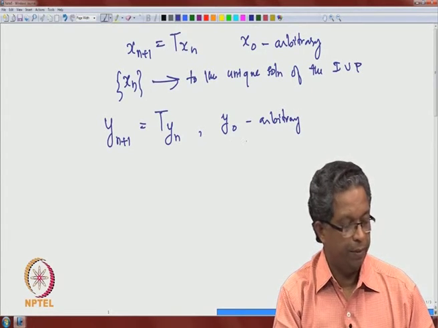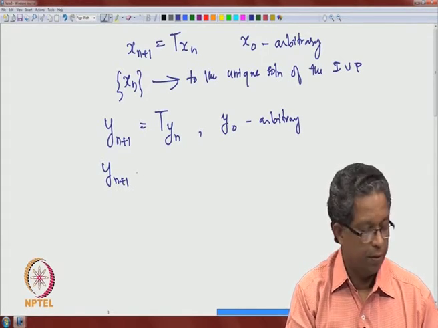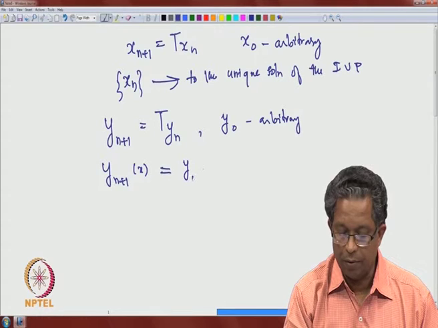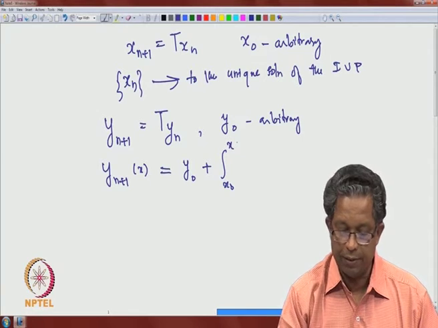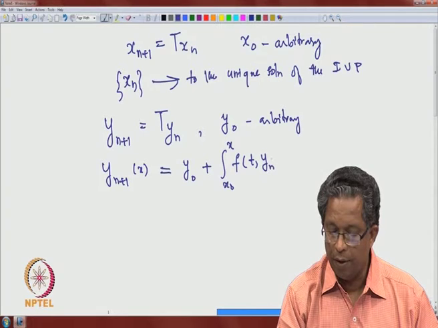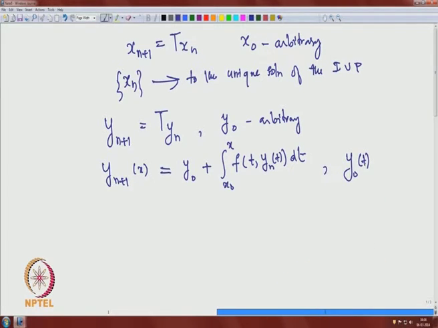By definition of T, y_{n+1} as a function of x is equal to y_0 plus the integral from x_0 to x of f(t, y_n(t)) dt, and you choose the initial function y_0(x) as your y_0. Y_0(x) is your initial condition y_0.